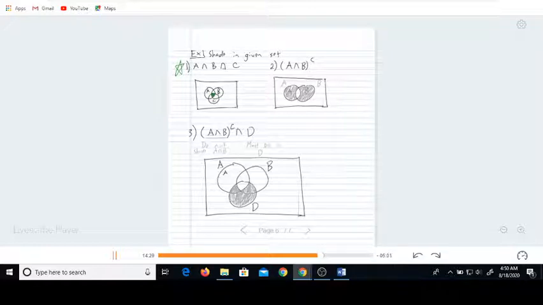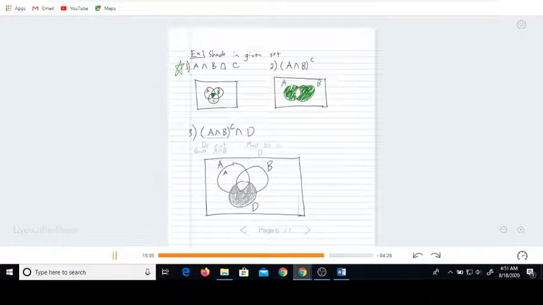Alright, and then let's go ahead and look at number 2. So this is the complement of the intersection. So the complement is, shade everything except for where A and B intersect. So it's going to look like this. There we go. So basically, that's the complement there. Basically not shading the intersection.